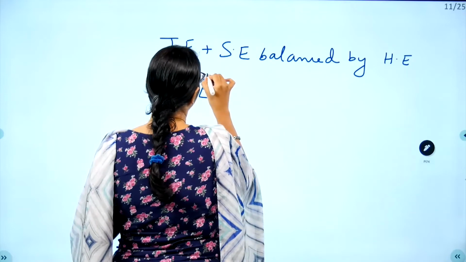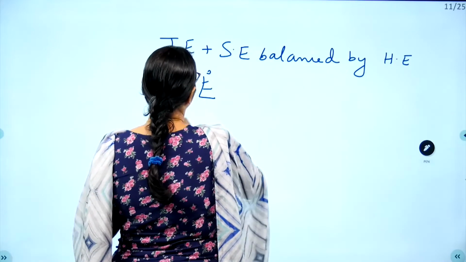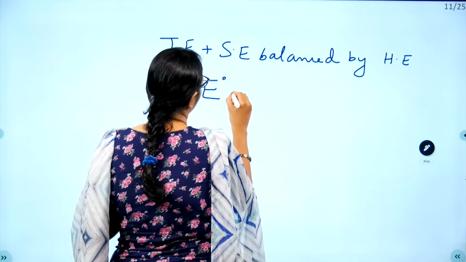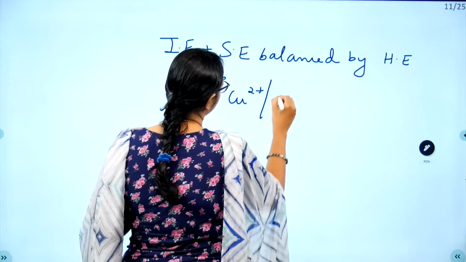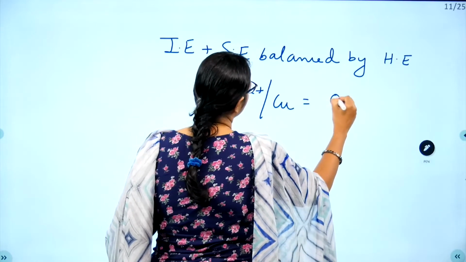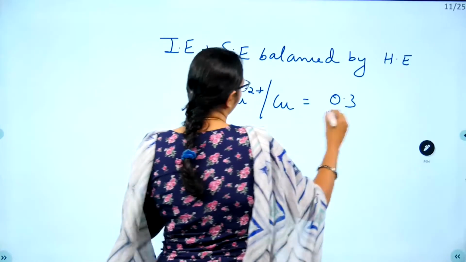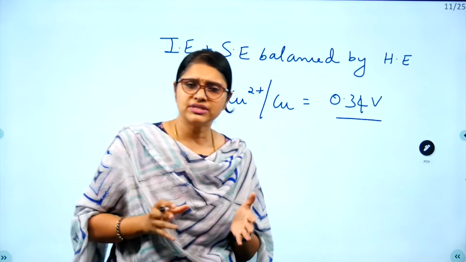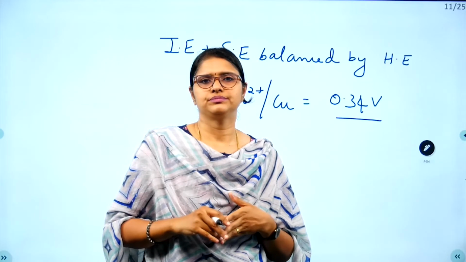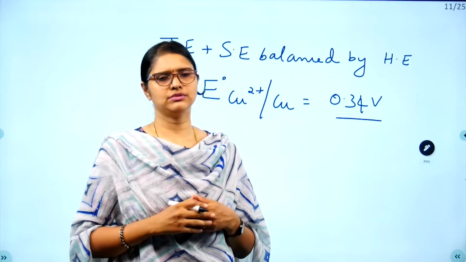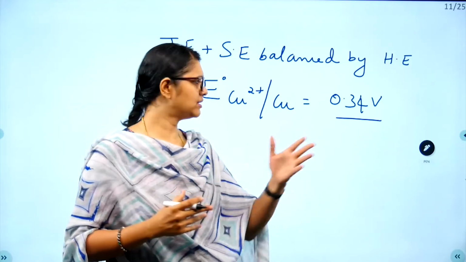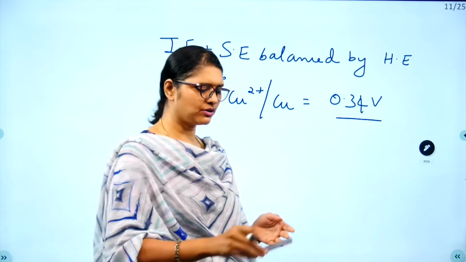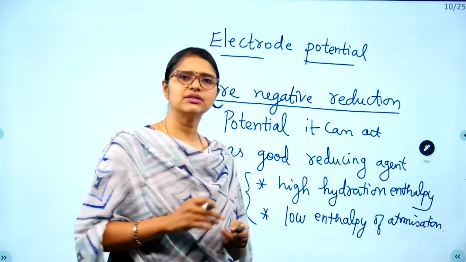Generally, if you take the copper reduction potential, it has a positive value, 0.34 volts. It has a positive electrode potential value. Copper is a metal, no? So it should act as a good reducing agent, but here it is positive. Why? The previous points we saw are not followed here.